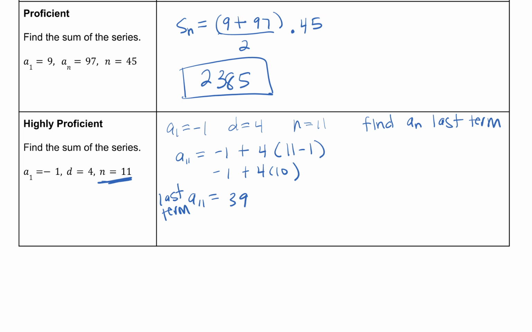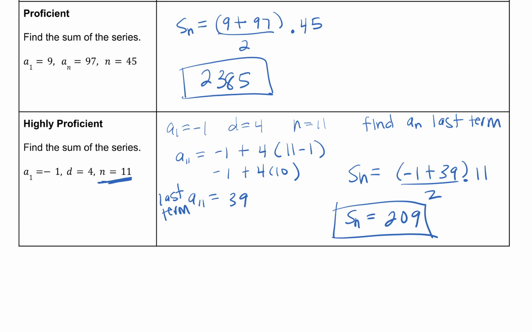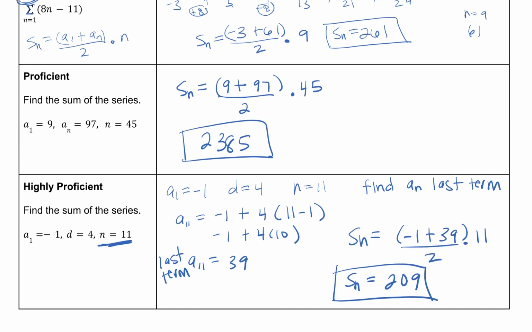So once I know the last term, I'm not done. I've only filled out the first term, last term, divided by 2 times the number of terms. So we've got 38 divided by 2 is 19 times 11, and we get 209. So that's how you do the series for arithmetic.